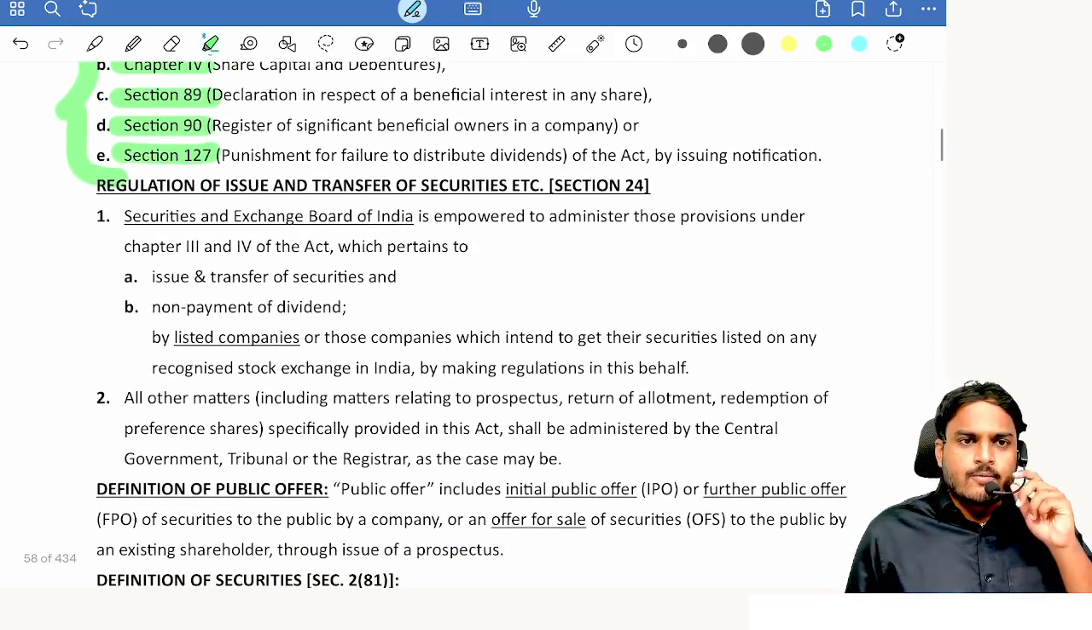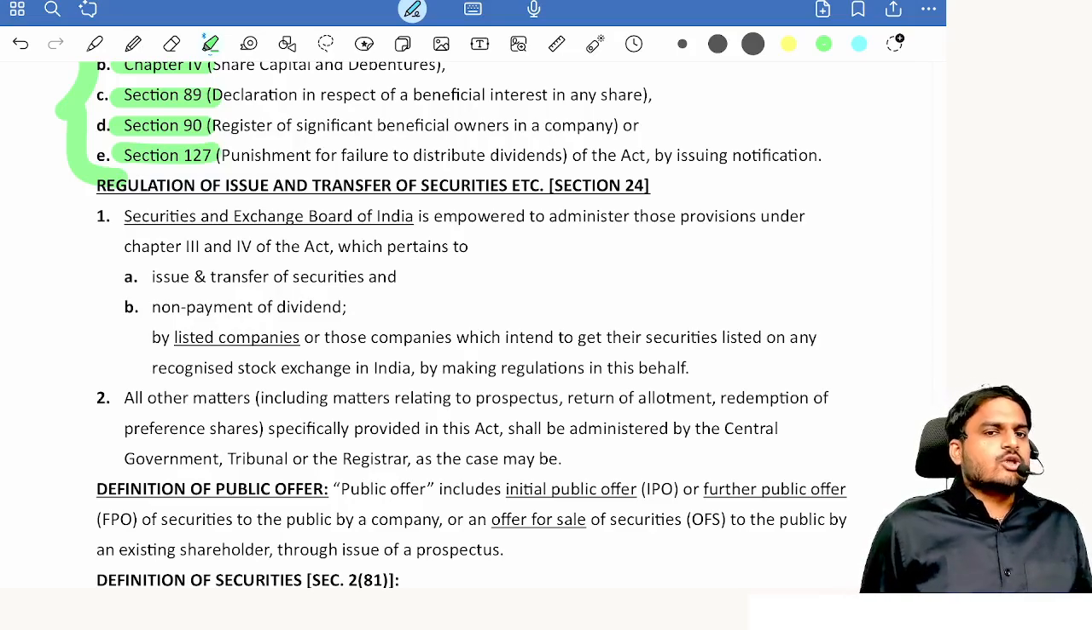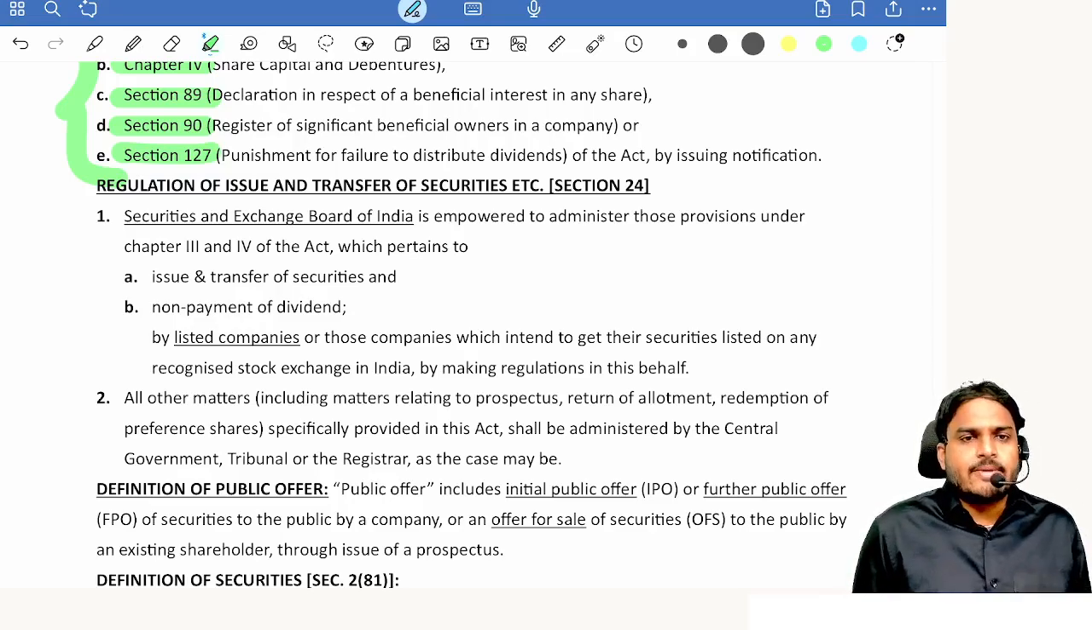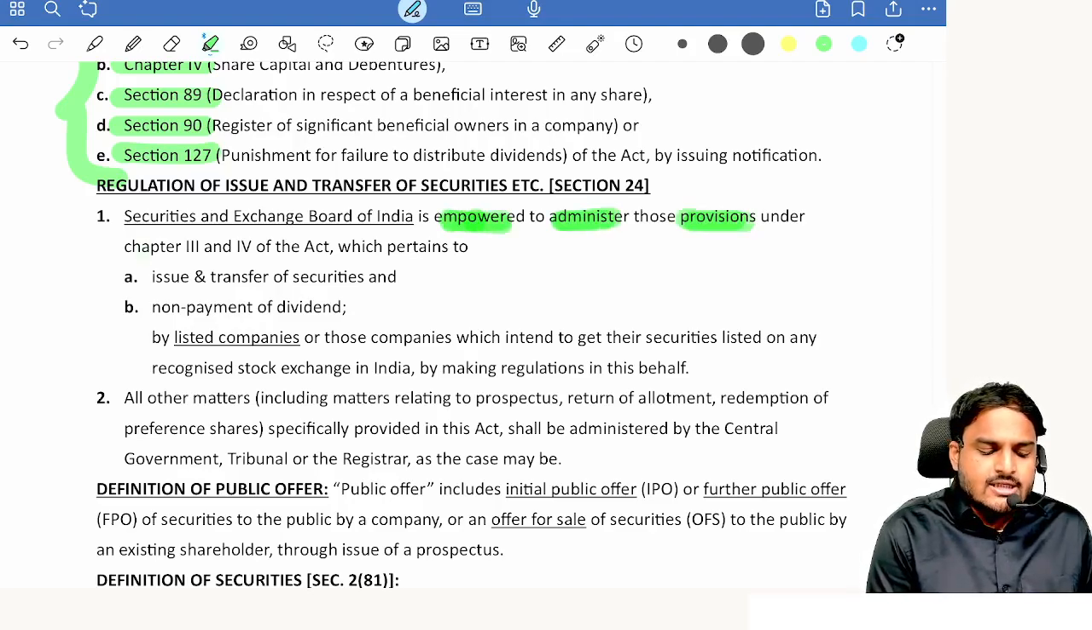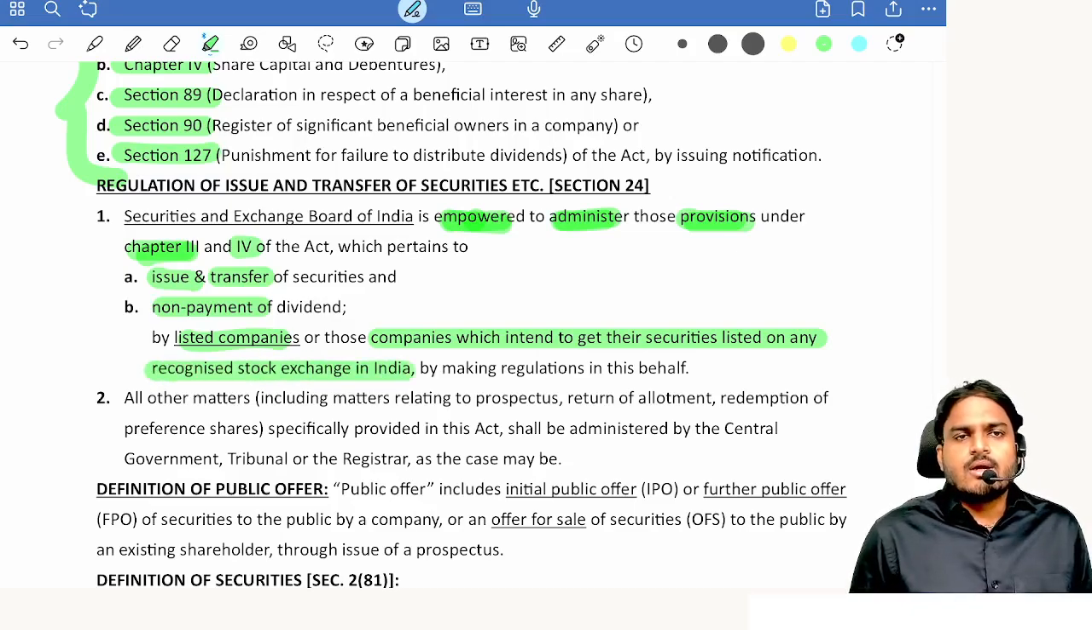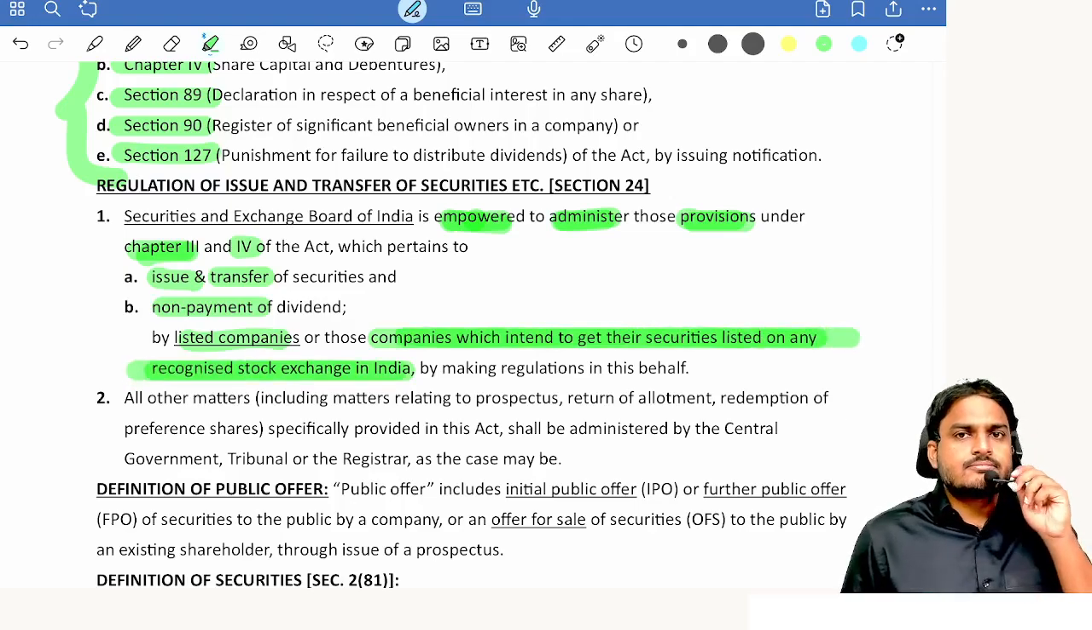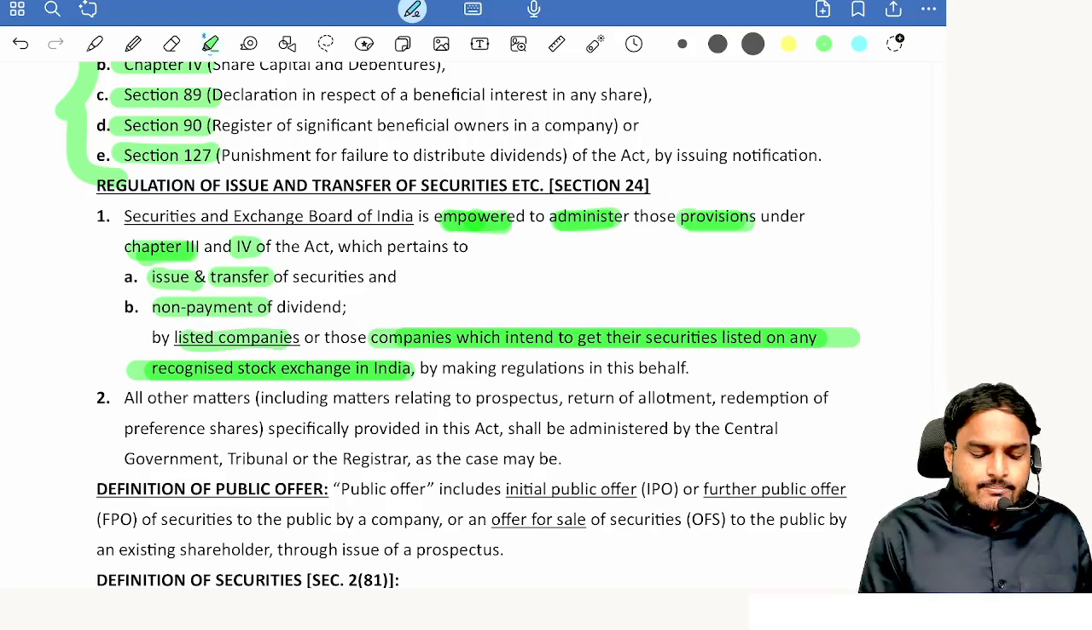Next, section 24. Regulation of issue and transfer of securities. I have completed 24 also. Just look at the material. The Securities and Exchange Board of India, we call it SEBI. SEBI is empowered to administer those provisions under chapter 3 and chapter 4 of the act which pertain to issue and transfer of securities, and non-payment of dividend by listed companies or those companies which intend to get their securities listed on any recognized stock exchange in India. I call it a company in the process of listing, by making regulations in this behalf.